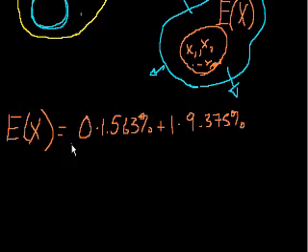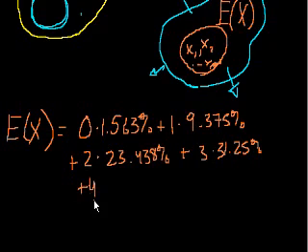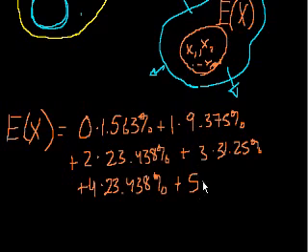9.375% of the time, and then plus 2 happens 23.438% of the time, plus 3 happens, let's see, 31.25% of the time. Almost there. 4, I get 4 heads out of 6 tosses, 23.438% of the time. I get 5 heads after 6 tosses, 9.375% of the time. And finally, I get all heads.